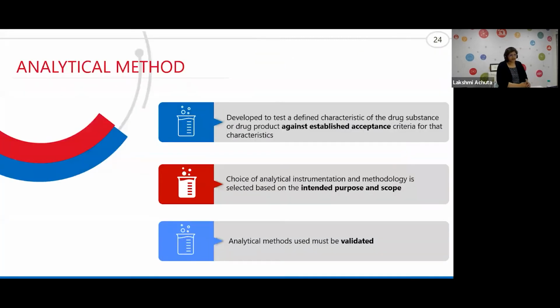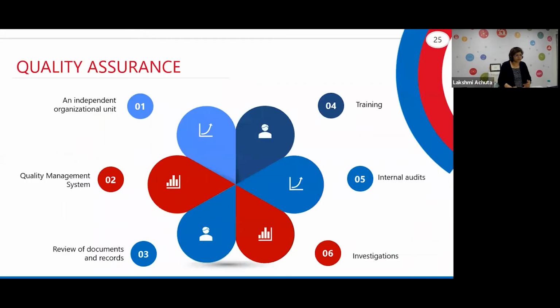When analytical methods are being used, they have to be validated, and the tests that are going to be used have to be developed to ensure that the drug substance or the product and the characteristics are established, with acceptance criteria for that particular characteristic, and the choice of analytical instrument should be appropriate to the method and the intended purpose and the scope.